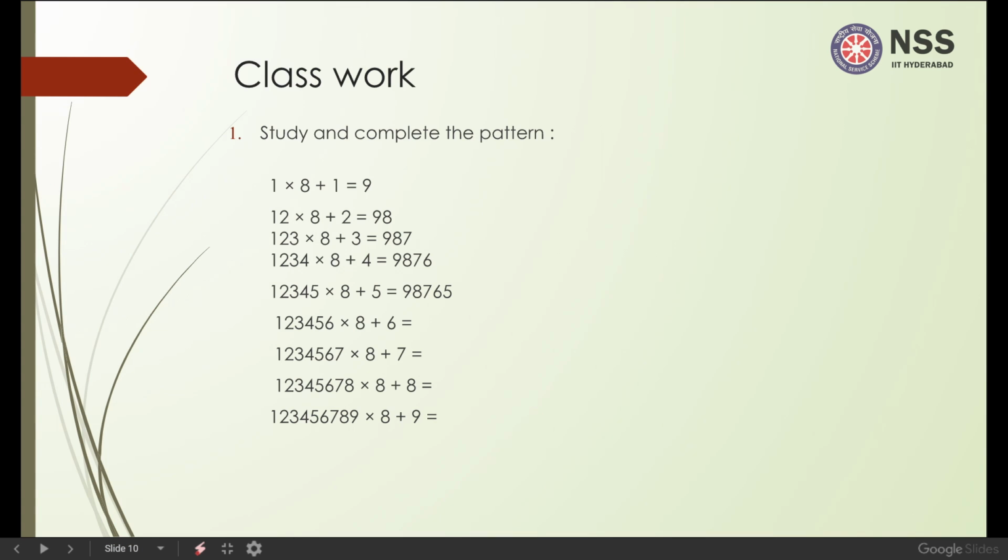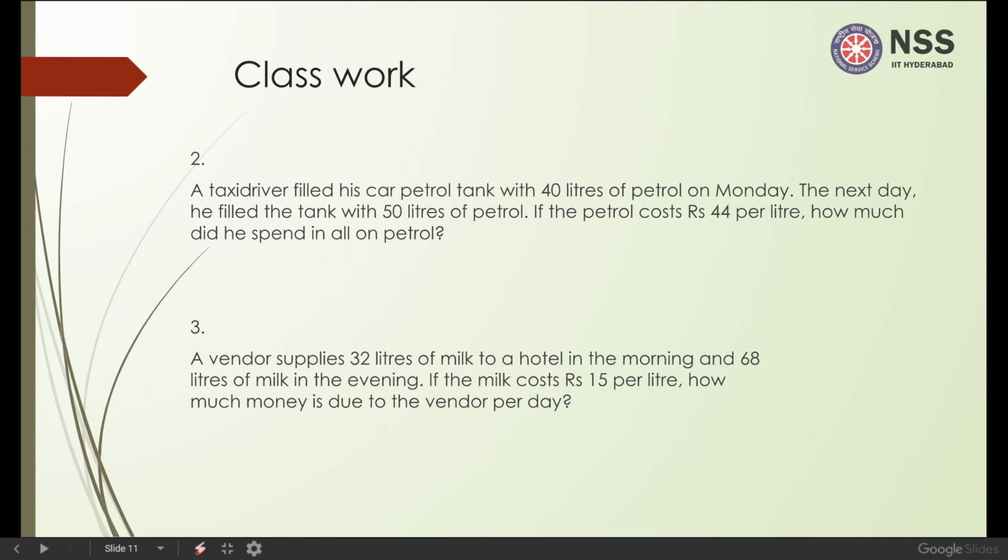Now let's try another question. A taxi driver filled his car petrol tank with 40 liters of petrol on Monday. The next day, he filled the tank with 50 liters of petrol. If the petrol costs 44 rupees per liter, how much did he spend on petrol? This is a very interesting question and can be solved in multiple ways. Pause this video and try to solve this question.